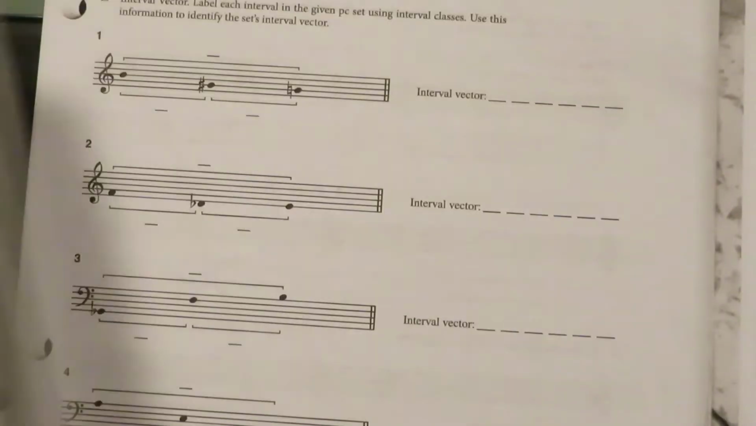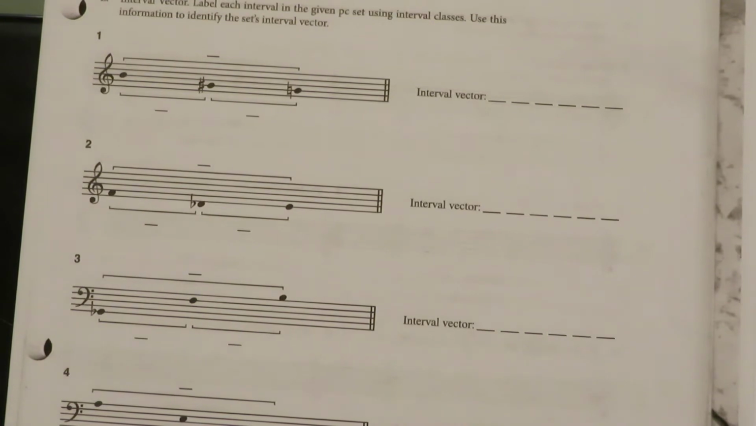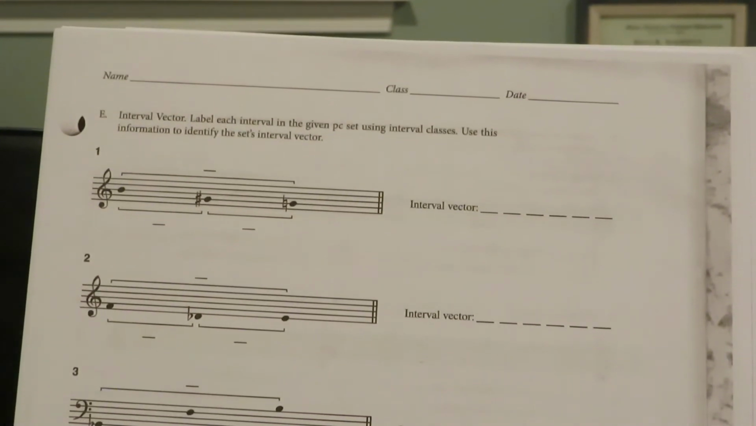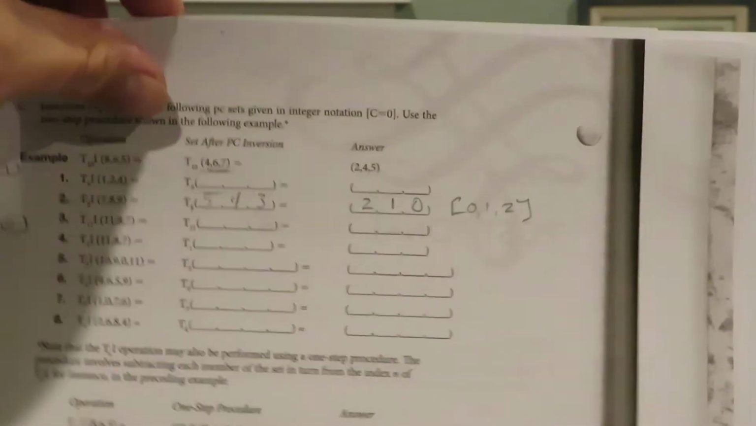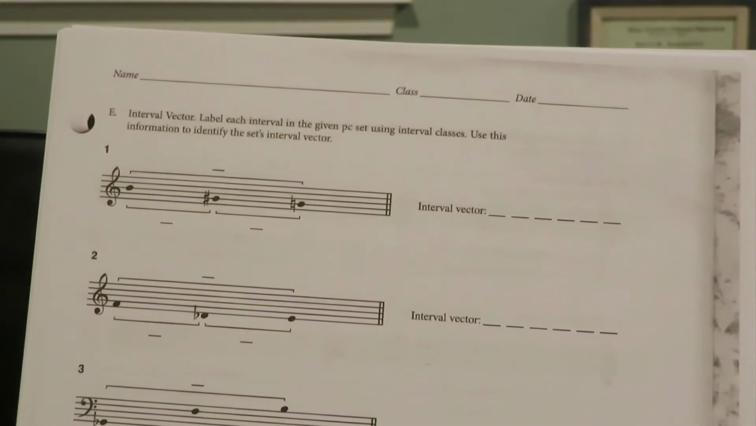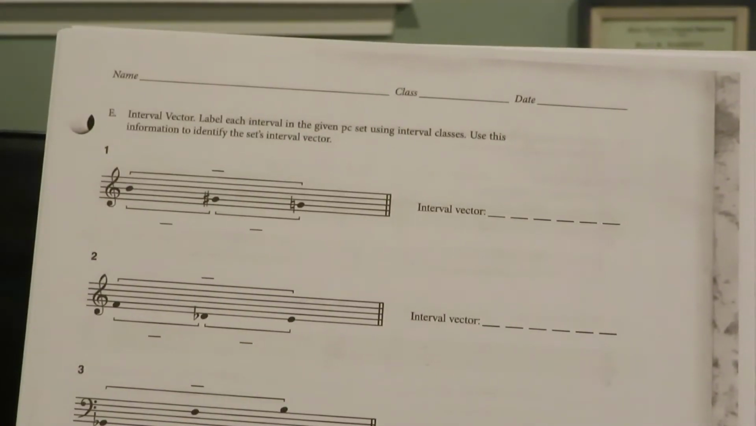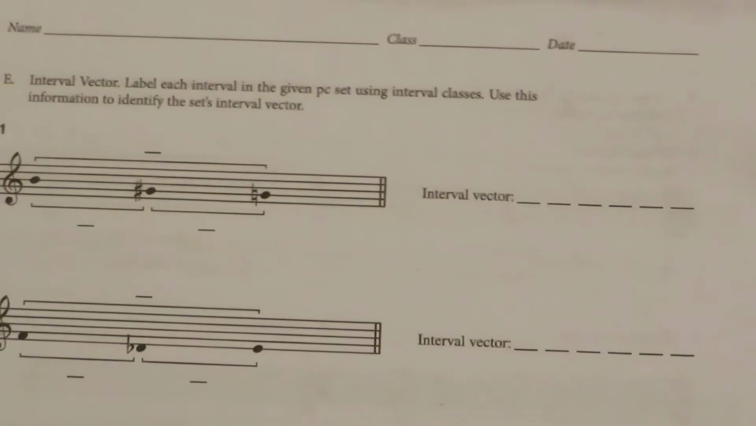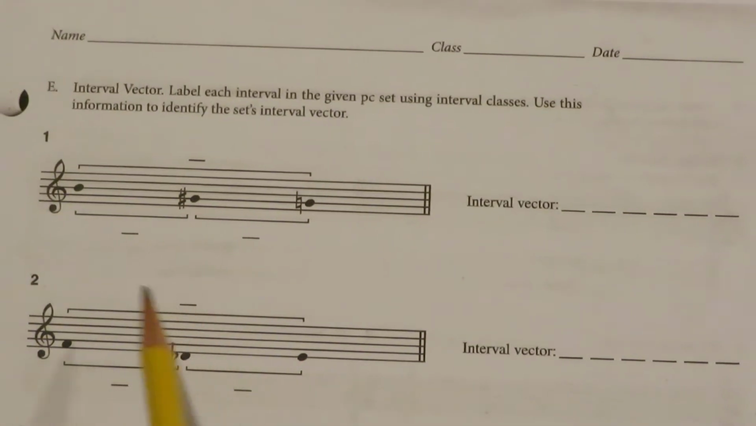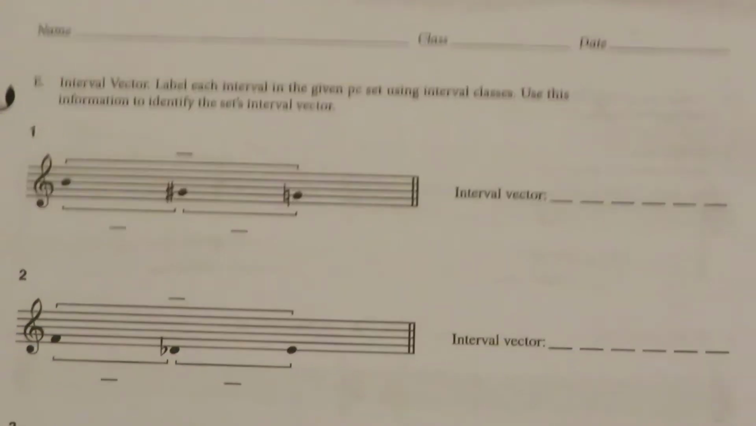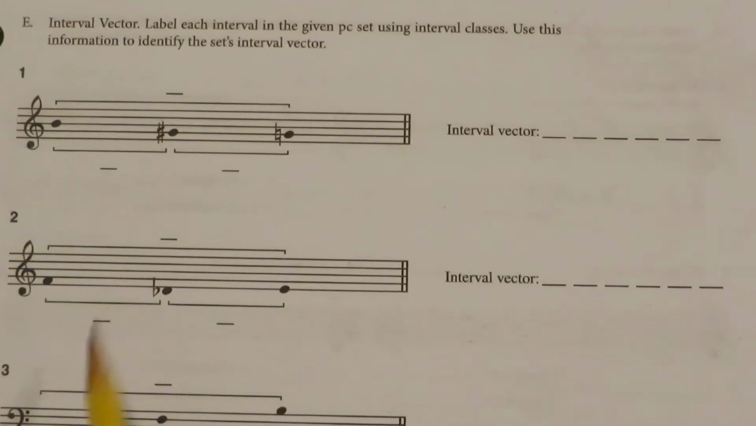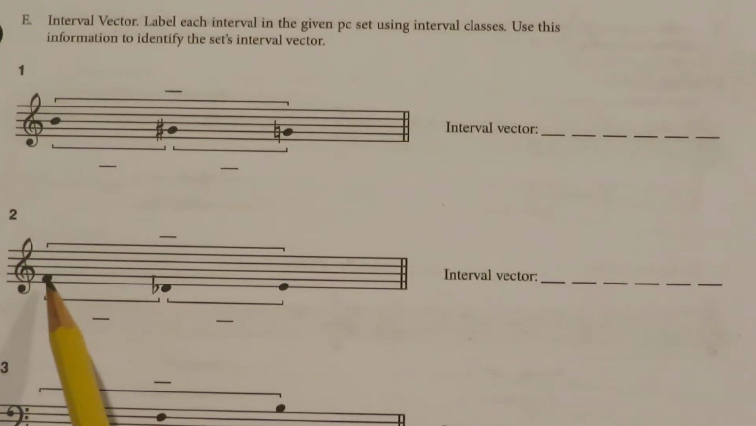Alright, okay. No, I didn't do this. Back and front. Okay. Interval vector. Great. And this is nice. They give you, how nice is that? Let's do number 2 though. They give you the brackets to fill out. Man, how nice is that?